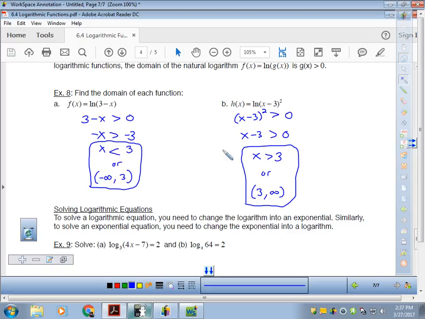So the domains work pretty much the same way with natural logs. There's no real secrets there or anything or tricks.